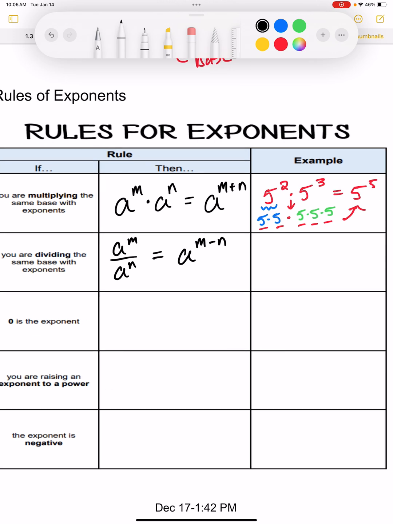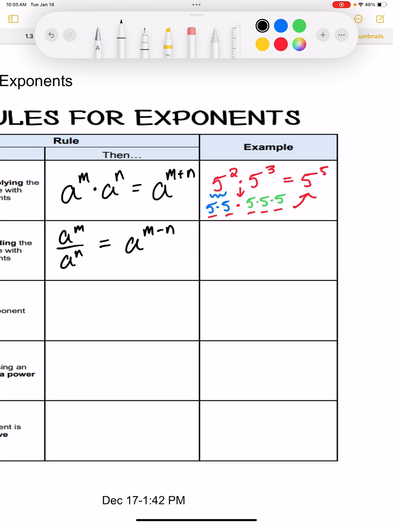All right, so let's look at that for a second. I'm not going to do 5s this time. I'll do x's, just so you don't think it's always got to be 5. So let's say you have x to the third divided by x to the second. Now we know x to the third is x times x times x, and x to the second is x times x.